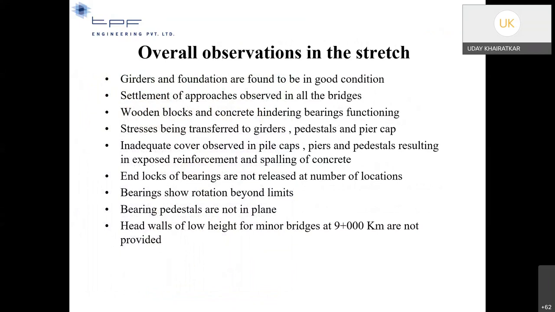Girders and foundations are found to be in good condition. Settlement of approach is observed in all the bridges. Wooden blocks and concrete hindering bearings' functioning. Stresses being transferred to girder, pedestals and pier gap. Inadequate cover observed in pile caps, piers and pedestals, resulting in exposed reinforcement and spalling of concrete. End locks of bearing are not released at a number of locations. Bearings show rotation beyond limits. Bearing pedestals are not in plane. Head walls of low height for minor bridges are not provided.